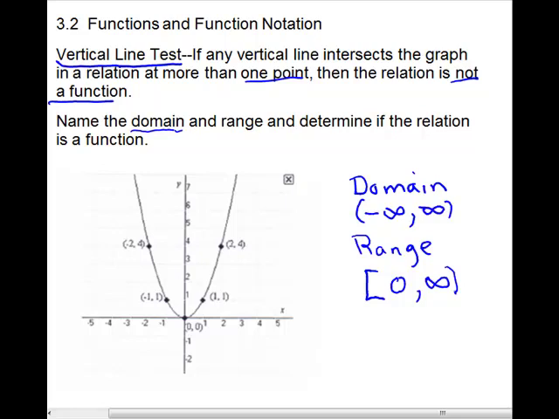Last question on it, is it a function? Is there any place on this picture where we can draw a vertical line and it would hit the graph in more than one place? And there is not. So this one is a function.